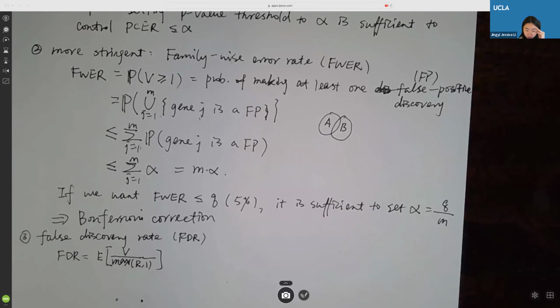Sorry, I can't read the denominator for FDR. It's max of R and 1. Yes, we're taking the maximum of 2 numbers, R and 1.